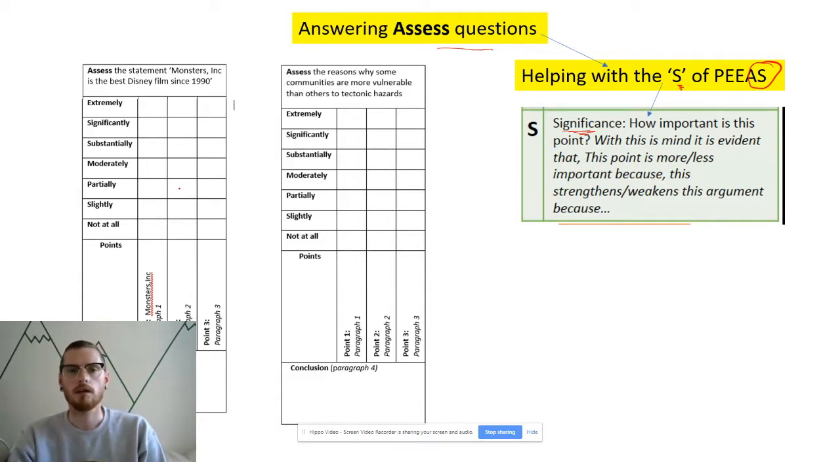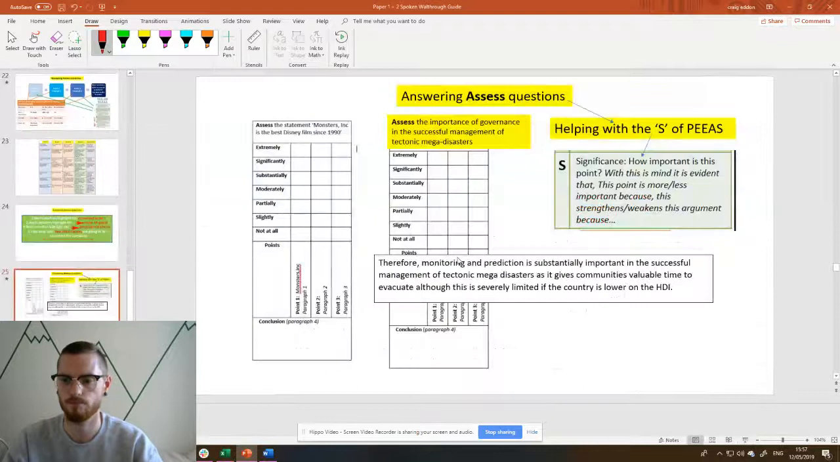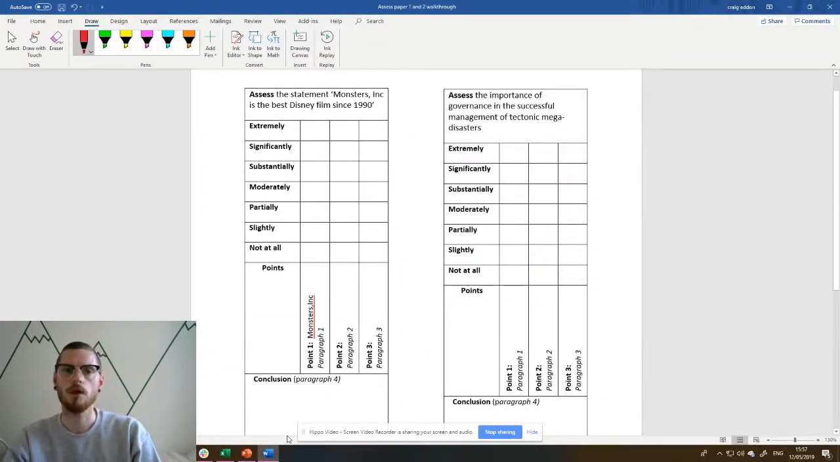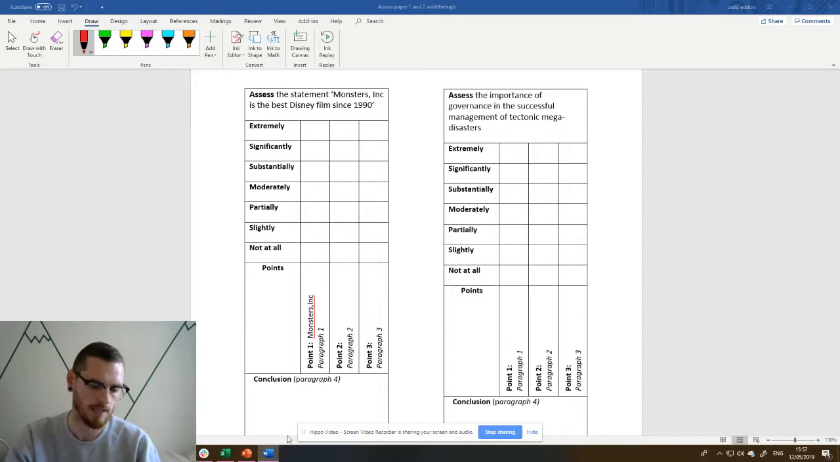Okay, now here's a question I've got. Okay, let's imagine that we were doing this assess question. Assess the statement that, oh, actually I'm going to do this in Word. Give me a sec. And let's click on here. Okay, so assess the statement, Monsters Inc. is the best Disney film since 1990. Using 1990 because that's when Disney rebooted. Anything prior to that is like Cinderella and Sleeping Beauty, Beauty and the Beast. 1990 onwards, it's like the reboot from Aladdin onwards. A bit of Disney knowledge for you.